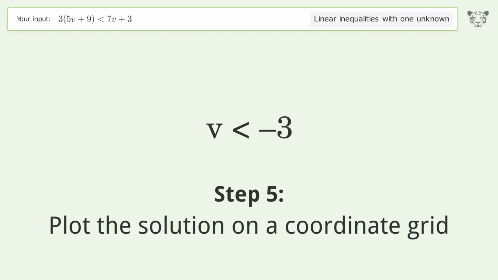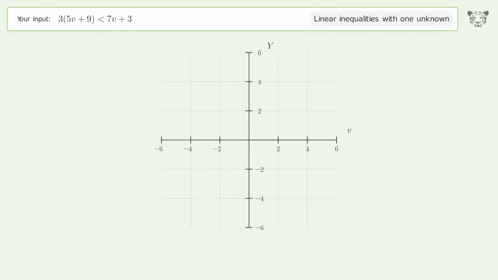Plot the solution on a coordinate grid. And so the final result is v smaller than -3.